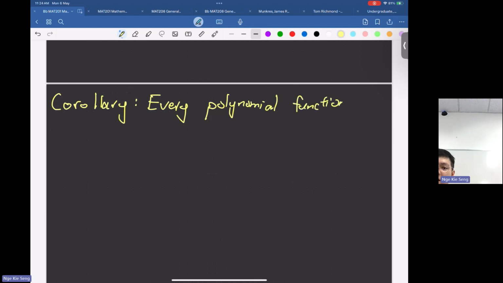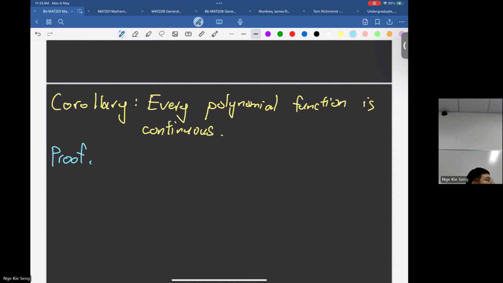So this is a fact that we achieve. Next time you see a polynomial function, it will be continuous. Why is it true? A corollary means it follows from the previous result. So why does it follow? You start from what? How does a polynomial function look like?